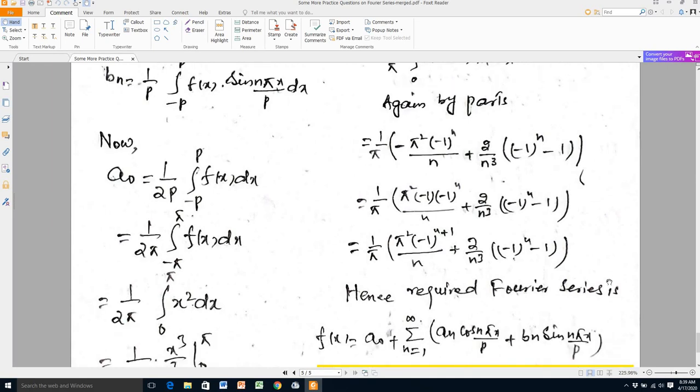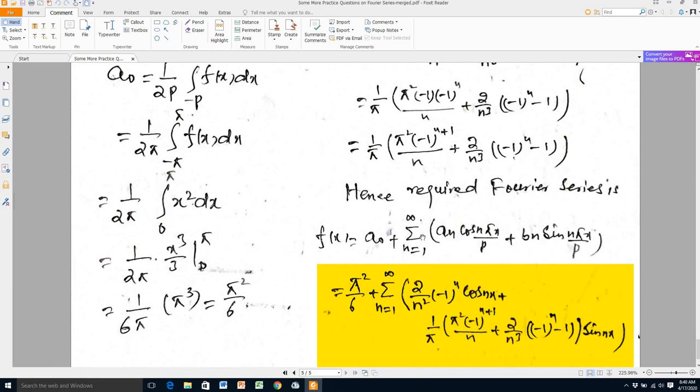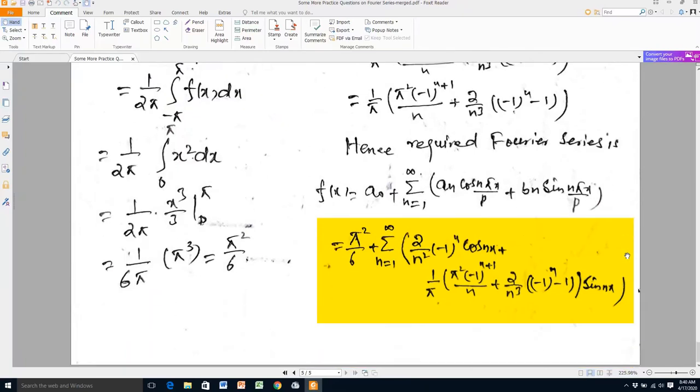So hence our required Fourier series is, I'm writing here, and then I substitute the values of their respective Fourier coefficients. In this way this lecture comes to an end.